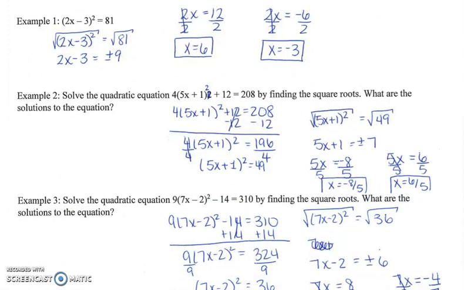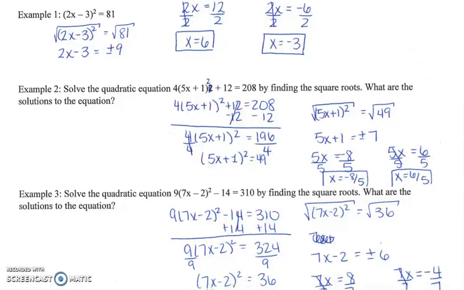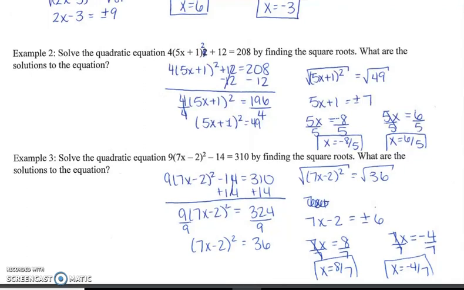Last one on here. You're going to move that 14 by adding. That would be your first step. You're going to divide by 9. Again, that's multiplication, so divide by 9. To get rid of the square, you're going to square root both sides. So 7x minus 2 is equal to plus or minus 6. And you get answers of x equals 8/7 and x equals negative 4/7.